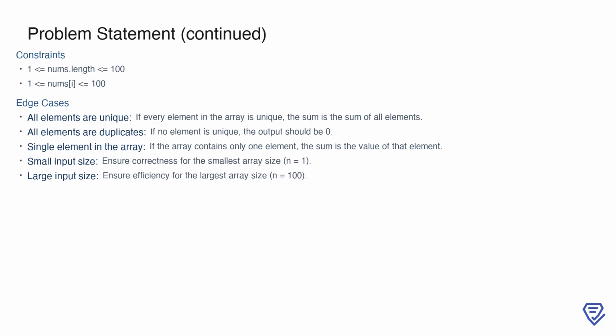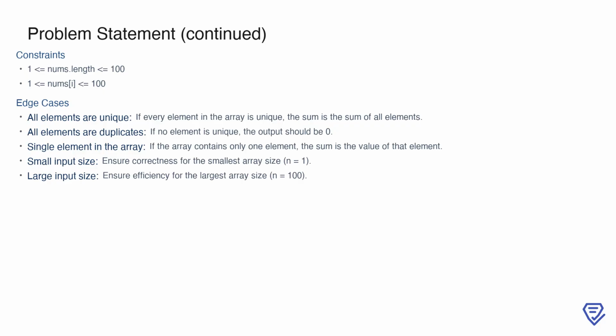The array size will always be between 1 and 100, and each element in the array will have a value between 1 and 100. There are several important edge cases to keep in mind. First, if all elements in the array are unique, the sum will simply be the sum of all the array elements. On the other hand, if all elements are duplicates, meaning no unique elements exist, the output should be 0. For an array with just one element, that single value is the sum since it's inherently unique.